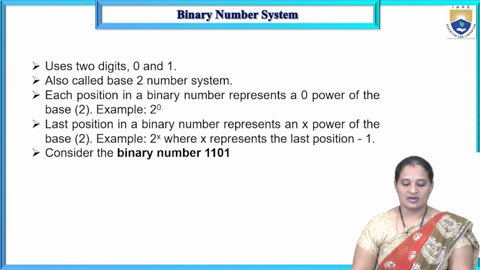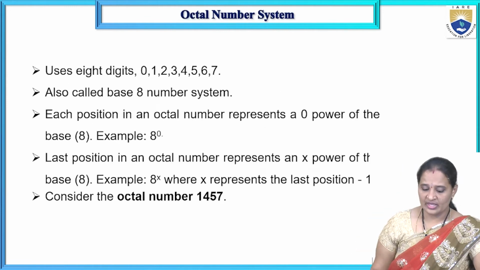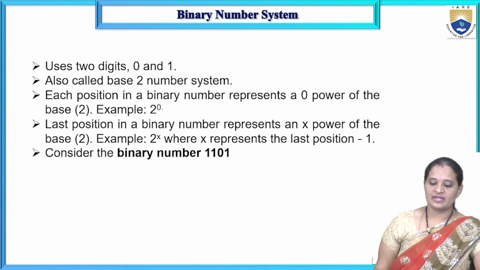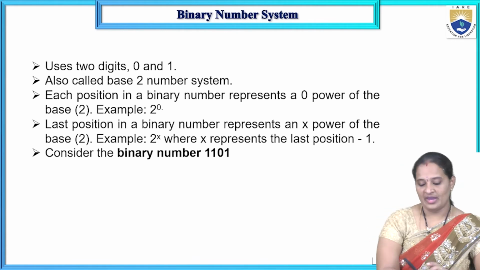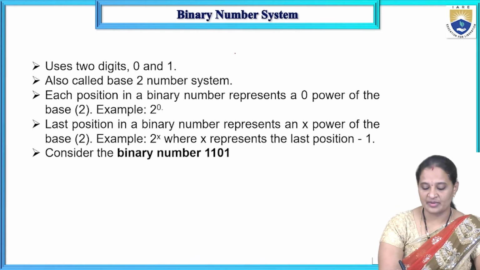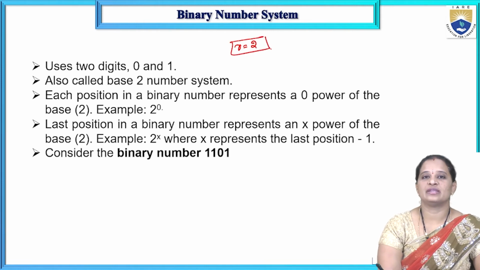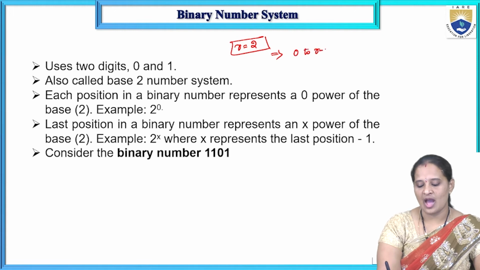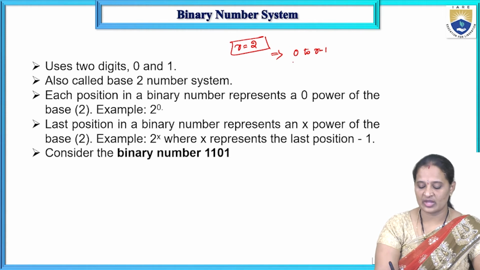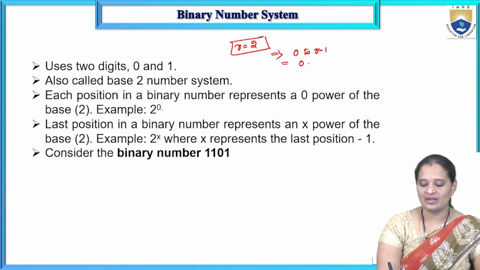Okay, next, binary number system. The number system in which the base or radix is equal to 2 is known as the binary number system. As the base or radix is equal to 2, what are the symbols included in the binary number system? They range from 0 to r minus 1, where r is equal to 2. So the symbols included in the binary number system are 0 and 1.